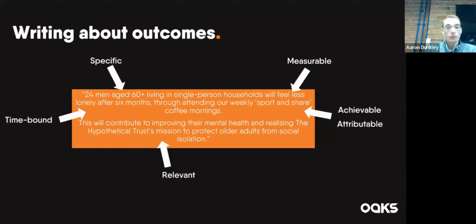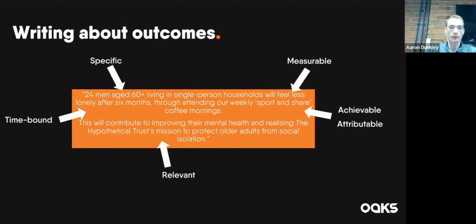So here's an example of how to write about an outcome. So 24 men aged 60 plus living in single person households will feel less lonely after 6 months through attending our weekly support and share coffee runs. So it's specific, so it's focusing on a specific target group, and it actually has a target about how many men will benefit as well. So the more specific you can be, the better.